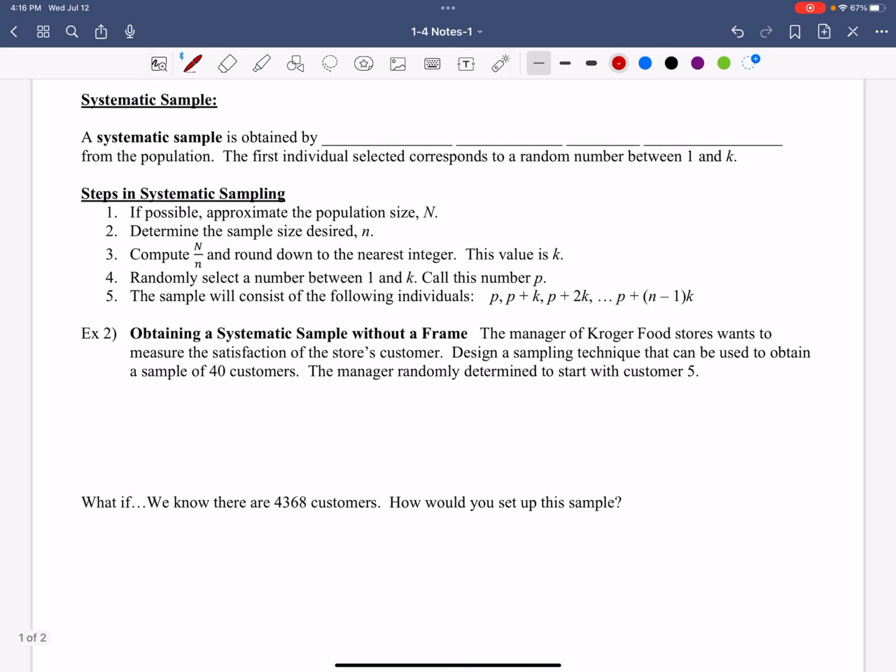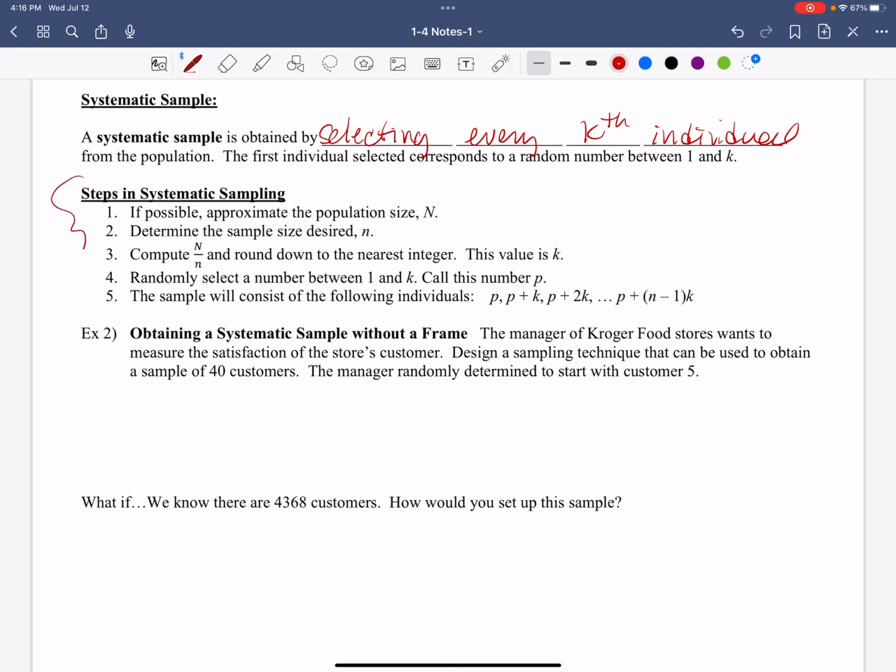Systematic sample. So a systematic sample is obtained by selecting every kth individual from the population. So the first individual selected corresponds to a random number between 1 and k, and then every 5th person, that would be k. It's just some unknown. Every 7th person. It's just a system that you're going through, and that's what makes it a systematic sample.